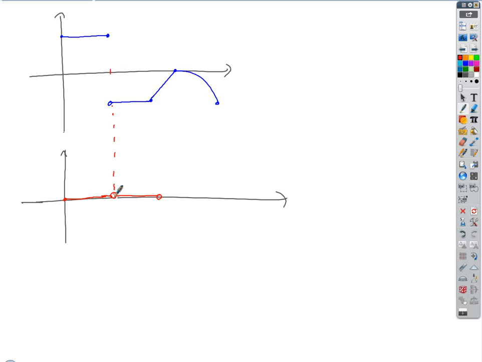Real quick, what's it going to do here? And then what about right here? Down, curve, down. Nope, go negative curve. Okay. Everybody agree? Okay.